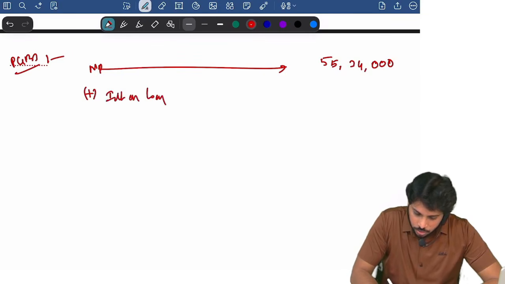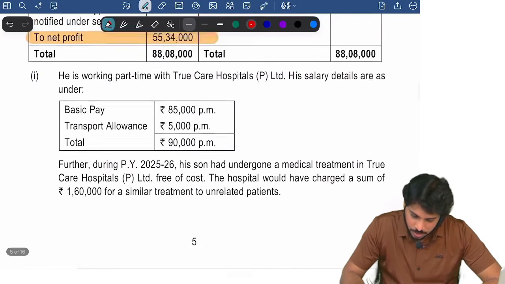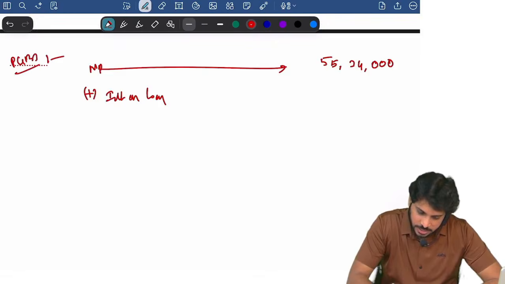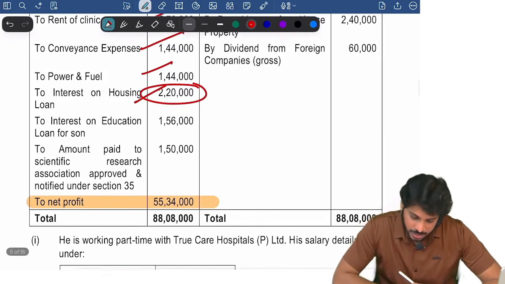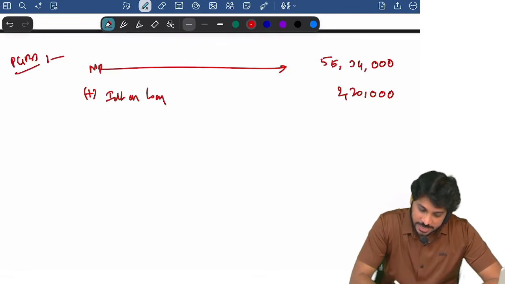Interest on loan. Yes or no? That's a house property head of income. How much is the disallowance? Entire 2,20,000. Yes or no? Guys, correct? Disallowed. Next. Interest on education loan.